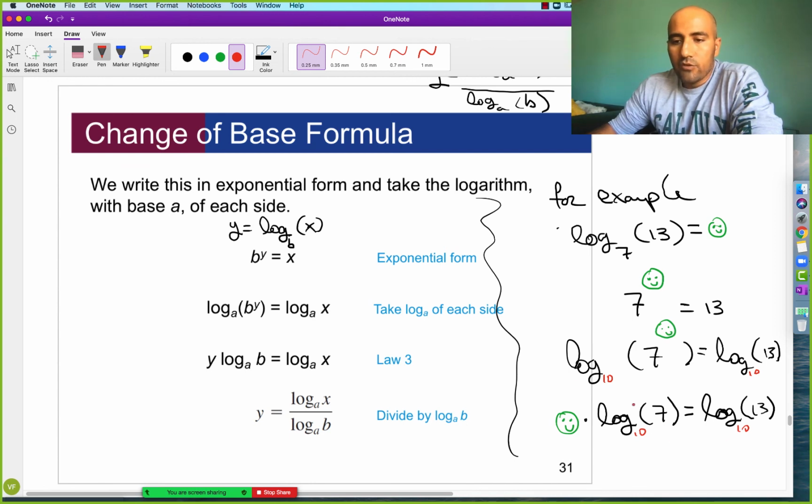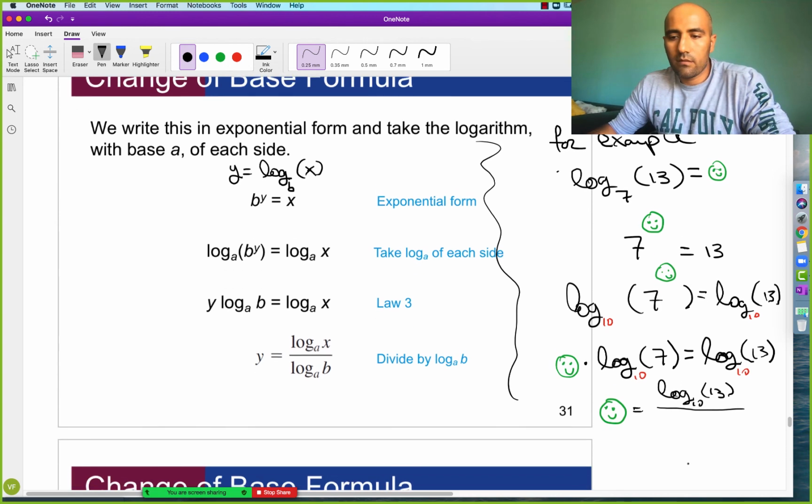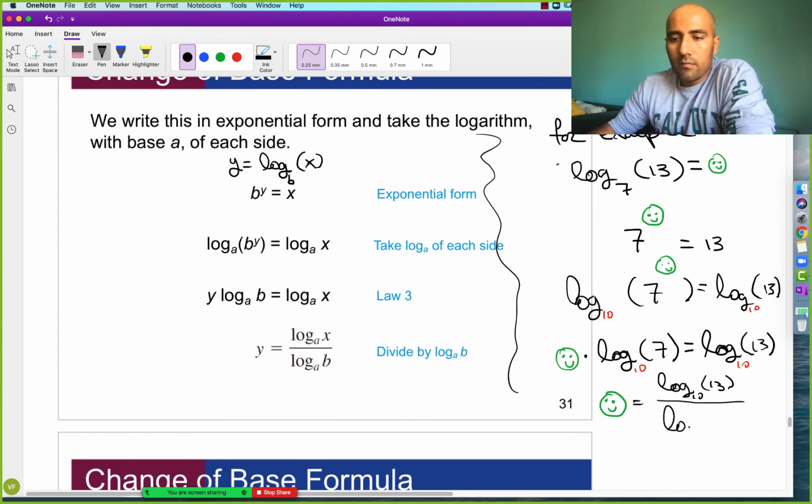Okay, and now we divide both sides, and we get that this happy face, the answer that we were looking for, is equal to log base 10 of 13 divided by log base 10 of 7.